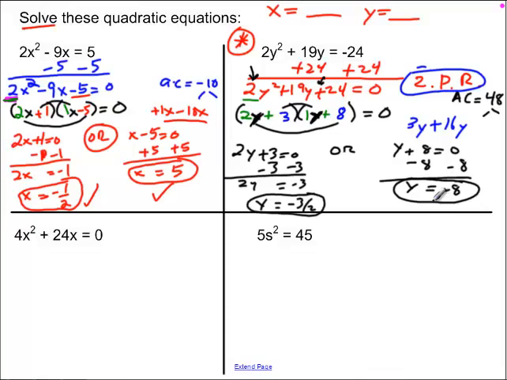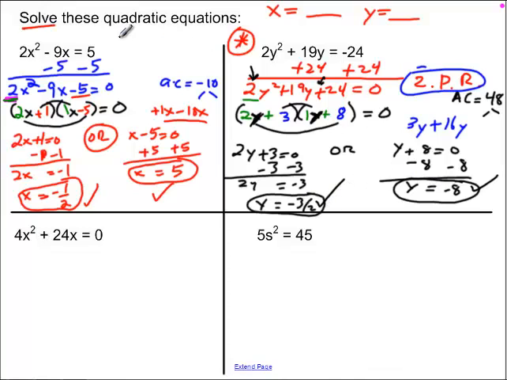Let's go back and check. If y equals negative 8, negative 8 plus 8 is 0. 0 times whatever it wants to be is 0. That one checks out. How about this one? y equals negative 3 halves. Negative 3 halves times 2 is negative 3, because the 2's cancel out. Negative 3 plus 3 is 0. 0 times whatever it wants to be is 0, so that one checks out as well. So there's our two solutions.